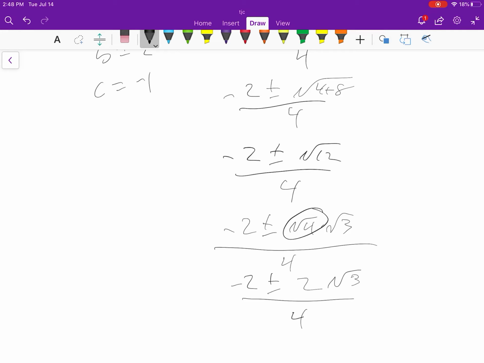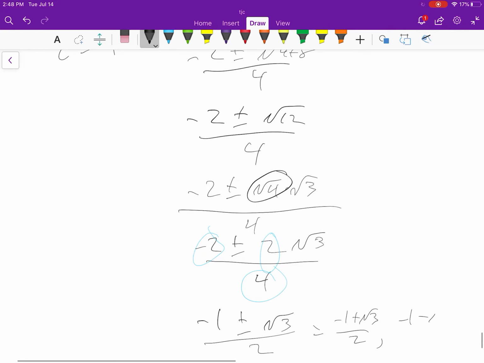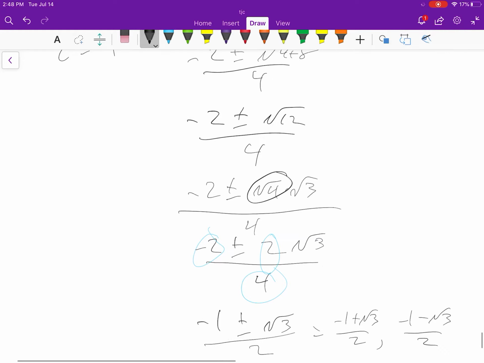Then you could divide everything by 2, since everything here, here, and here are all multiples of 2. So we could cancel those and reduce it down to negative 1 plus or minus the square root of 3, over 2. And then, of course, you could separate your answer. So this could be rewritten as negative 1 plus square root 3 over 2 and negative 1 minus square root 3 over 2. And this is going to be two real solutions, irrational but real solutions. Okay.